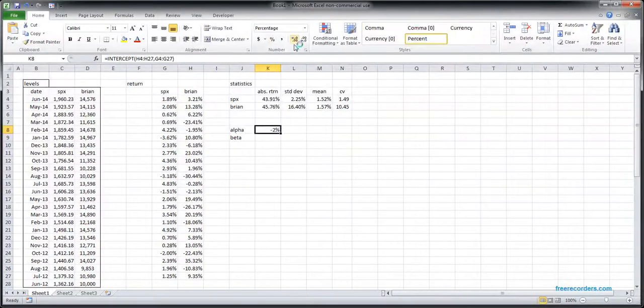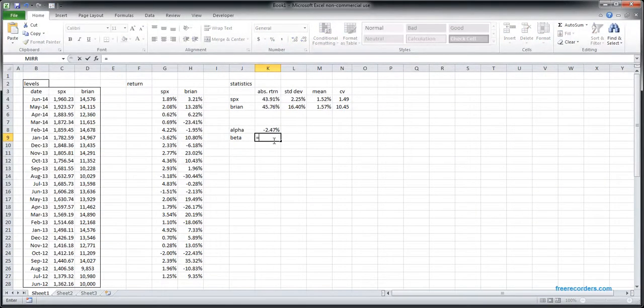Make that in percentage terms. We usually talk about alpha in terms of percent, and then beta equals the slope of this line, and our x and y values stay the same. Okay, so 2.66, 2.7.